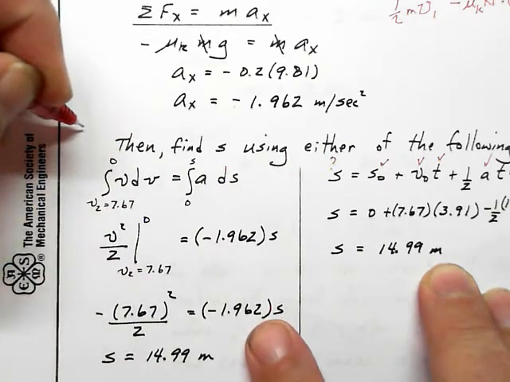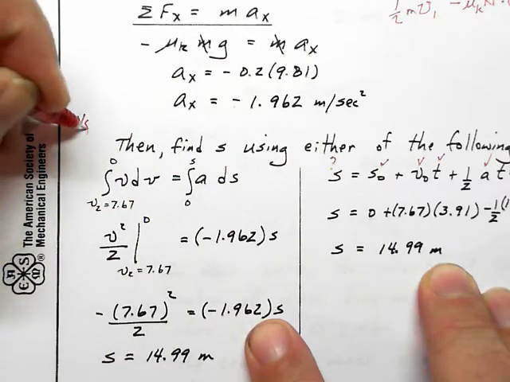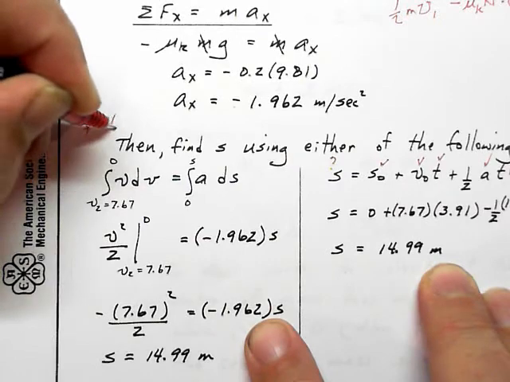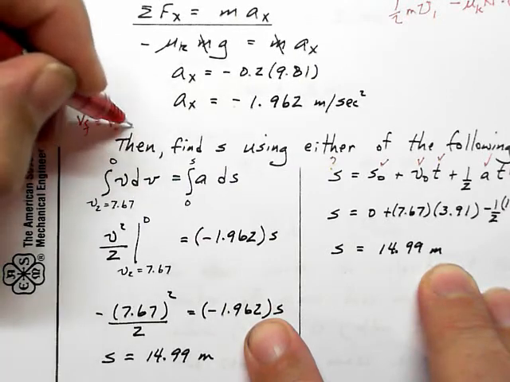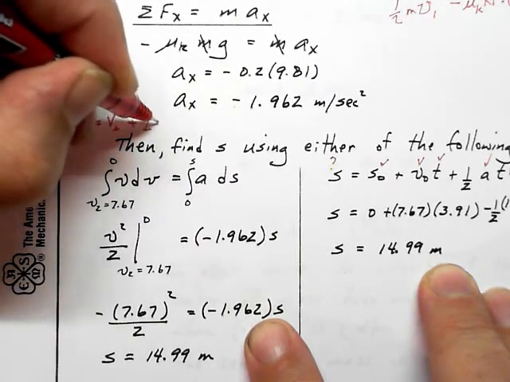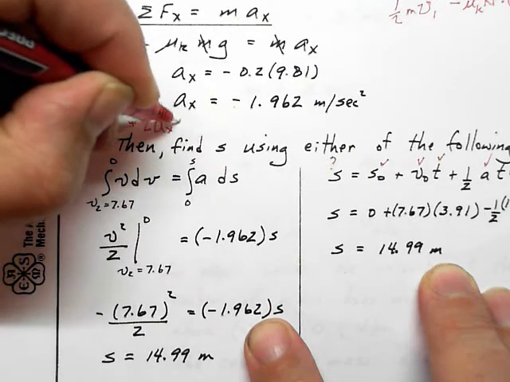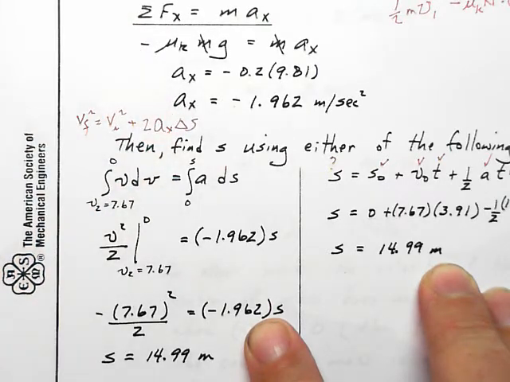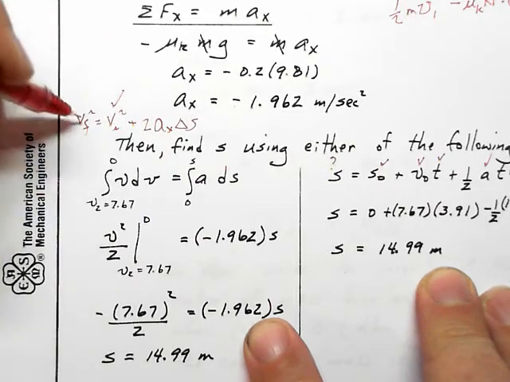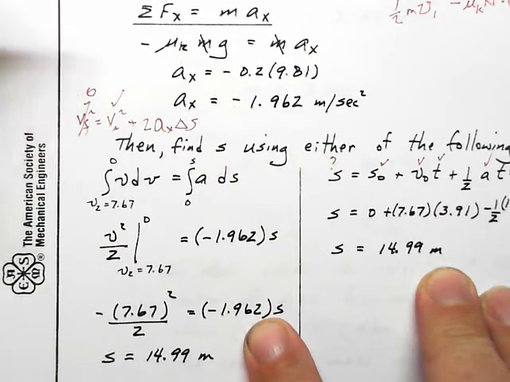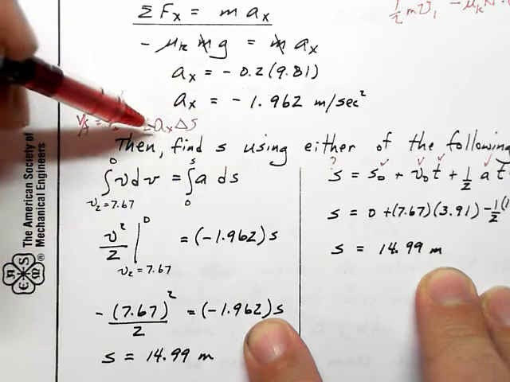We could have gone straight to the V final squared is equal to V initial squared plus 2AX delta S. We could have gone to that equation, and we know V initial, we know V final is 0, and we just solve for the acceleration.